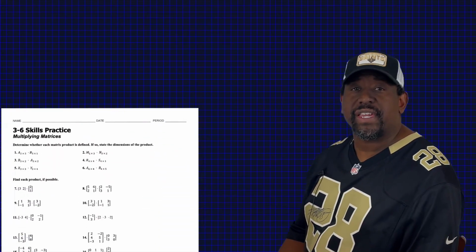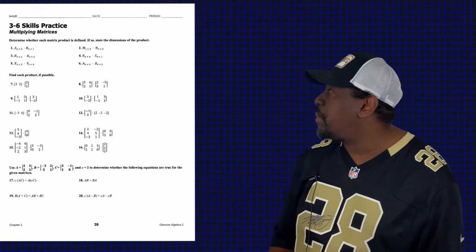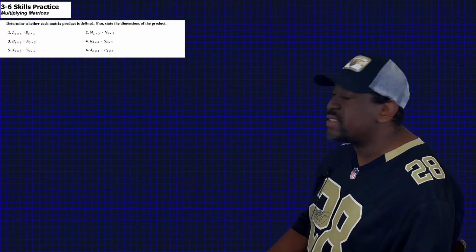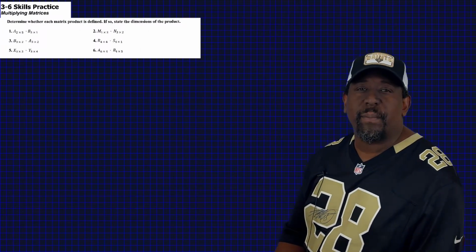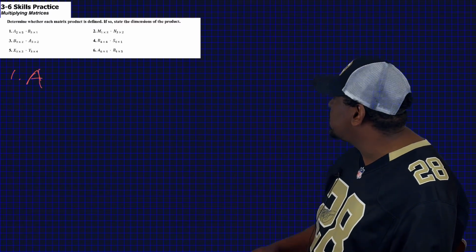So again, we're looking at the concept of multiplying matrices. The last time we discussed the whole operation of matrices. We did a few multiplications in regards to scalar multiplication, but we're now going to go into the concept fully. In our first group of examples, we want to determine whether each matrix product is defined. If so, state the dimensions of the product.